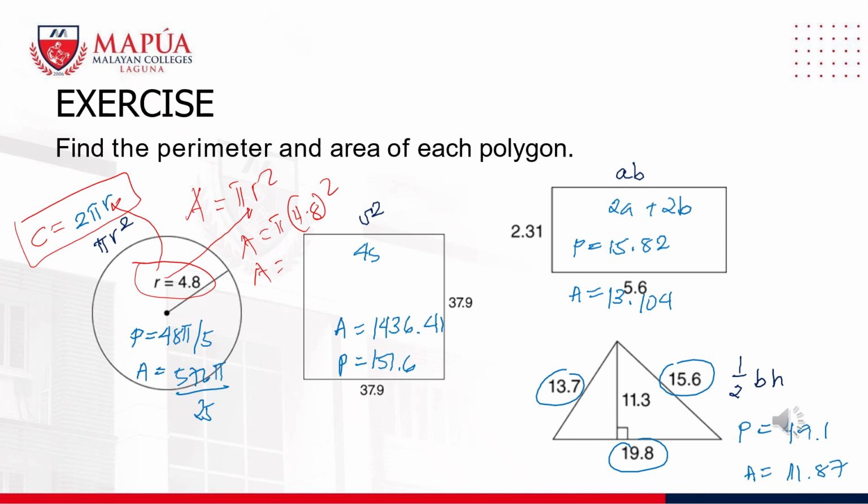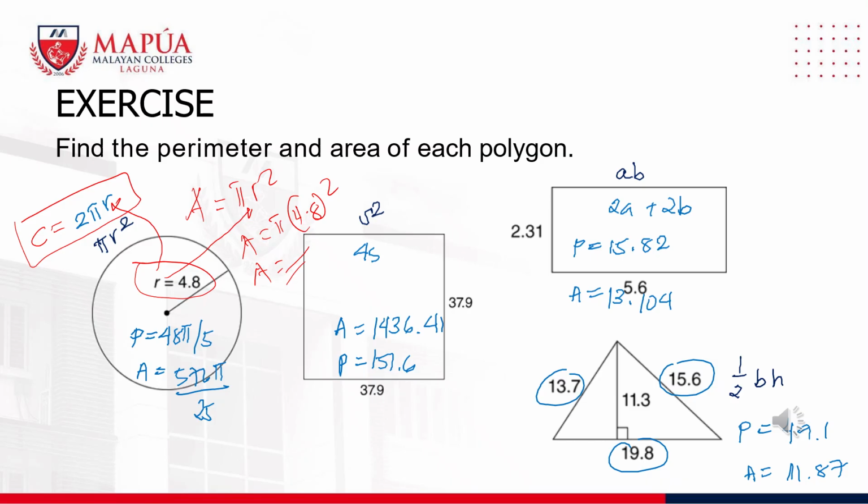And take note, when we talk about area, class, the unit should be square units. So if the given unit is meters, that will be square meters, or meter square. Okay, so that's how to calculate the area of the polygon. In this case, our polygon is a circle.